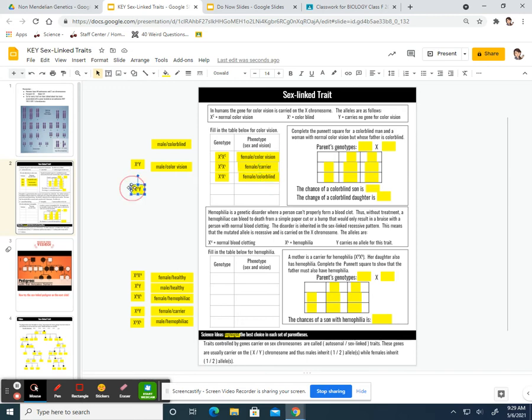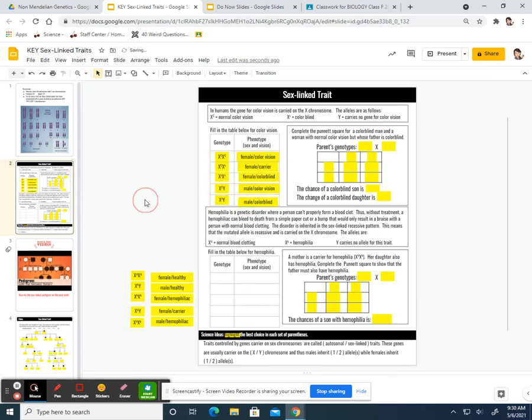For our males, we have less options here. There is X big C Y, so XY for male. Since normal color vision is dominant, big C would mean that this male has normal color vision. And X little c Y is the genotype that would lead to a male who is colorblind.